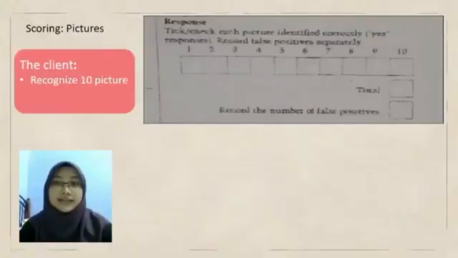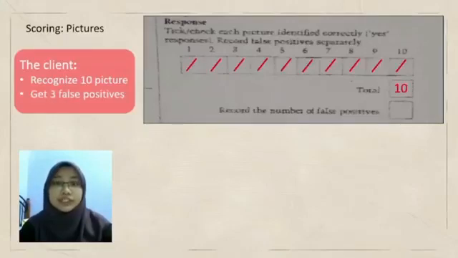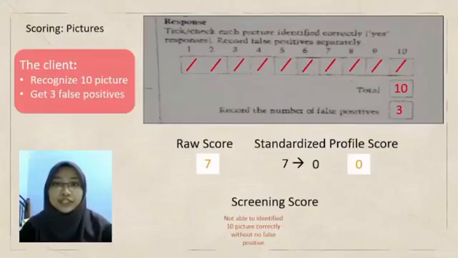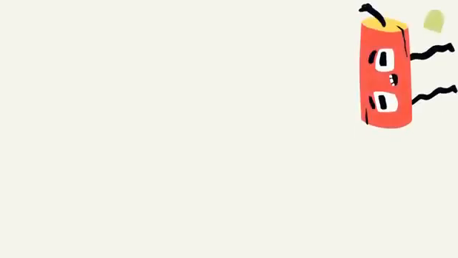The client says yes and recognizes 10 pictures, so we will put 10 ticks in the box. And the client gets 3 false positives, where she says yes to a picture although she never saw it before, so we will put 3 in the box. So the raw score, the total score, needs to be minus the false positives, so we will get 7. When the raw score is 7, the standardized profile score we will get is 0. For screening, because the client is not able to identify 10 pictures correctly without false positives, the client will get 0.